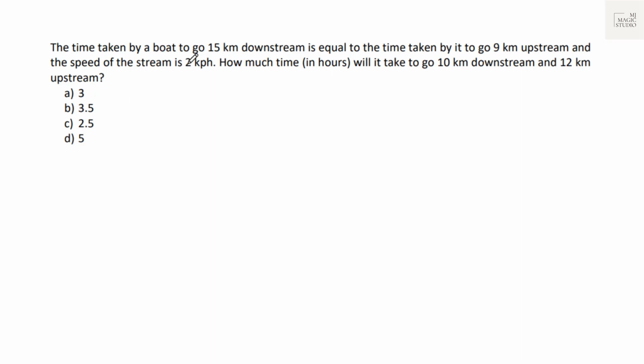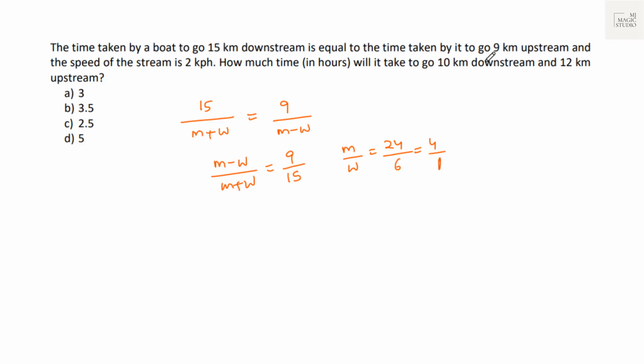The time taken by a boat to go 15 km downstream is equal to the time taken by it to go 9 km upstream. Bingo. It is similar to the previous one. M minus w upon m plus w is 9 by 15. So m by w would be 15 plus 9 is 24 upon 15 minus 9, that is 6. Ratio would be 4:1. And the speed of stream is 2 kilometer. If this is 2, this is 8. This is what we have got.